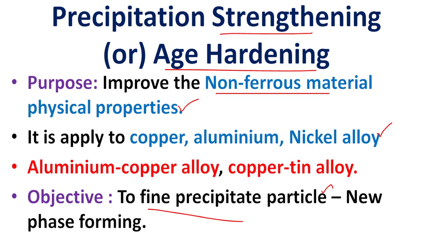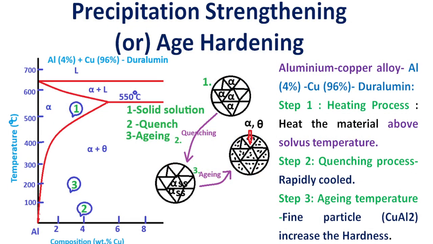So it is the formation of a new phase. This is the general precipitation age hardening process, mainly used to improve the physical properties of non-ferrous materials. It is applied to aluminum-copper alloy, aluminum-tin, aluminum-silicon alloy materials. It is the precipitation strengthening or age hardening process.